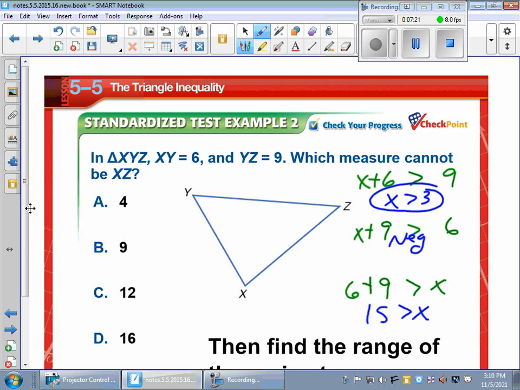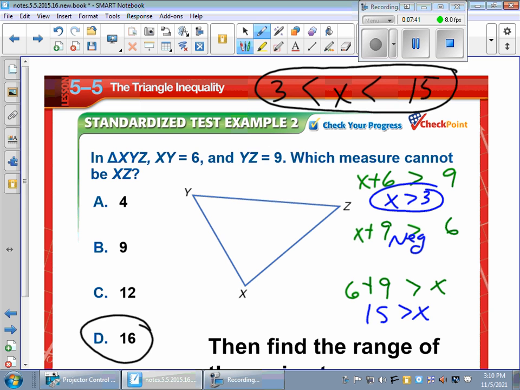So again, let's write our range. X in the middle, highest number to the right, 15, lower number to the left, 3. X is less than 15 but greater than 3. So that is our range. So if we look at the range, which measure cannot be X? The answer here is 16.